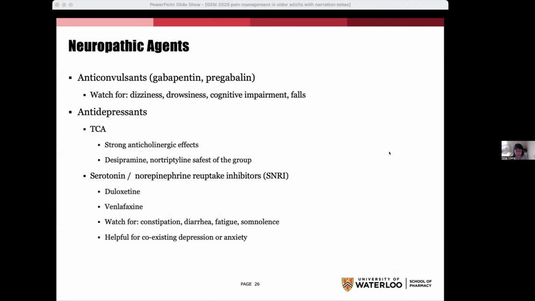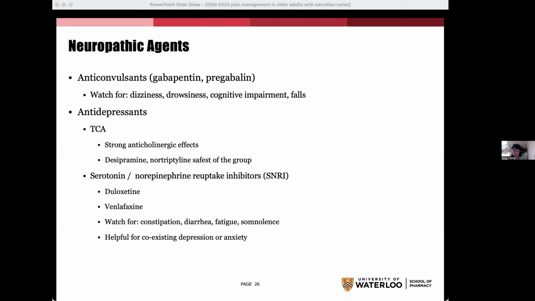So if the person has a degree of neuropathic pain, then the most common agents that you will see would be anticonvulsants, what we call the GABA agents, pregabalin and gabapentin, or the antidepressants. The most common ones used in older adults would be the SNRIs, duloxetine and venlafaxine, probably your most common ones that you will see. They all have similar efficacy and different side effect profiles.